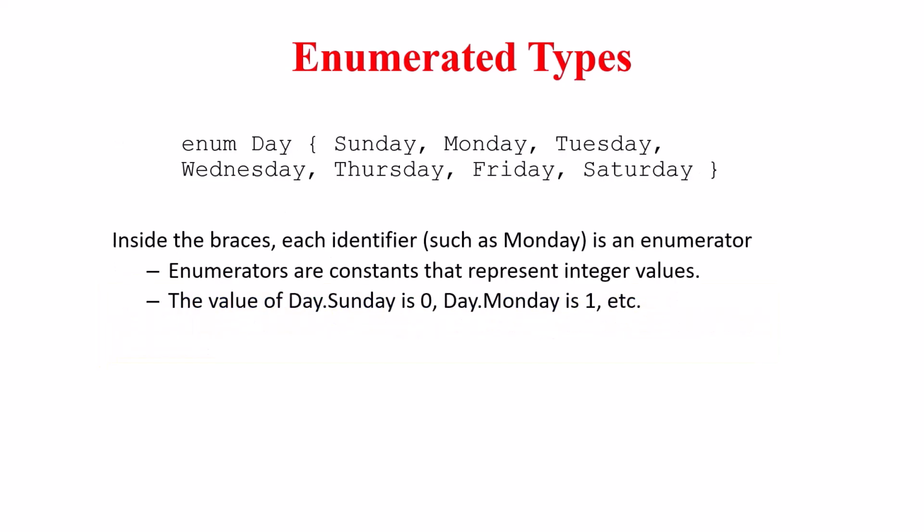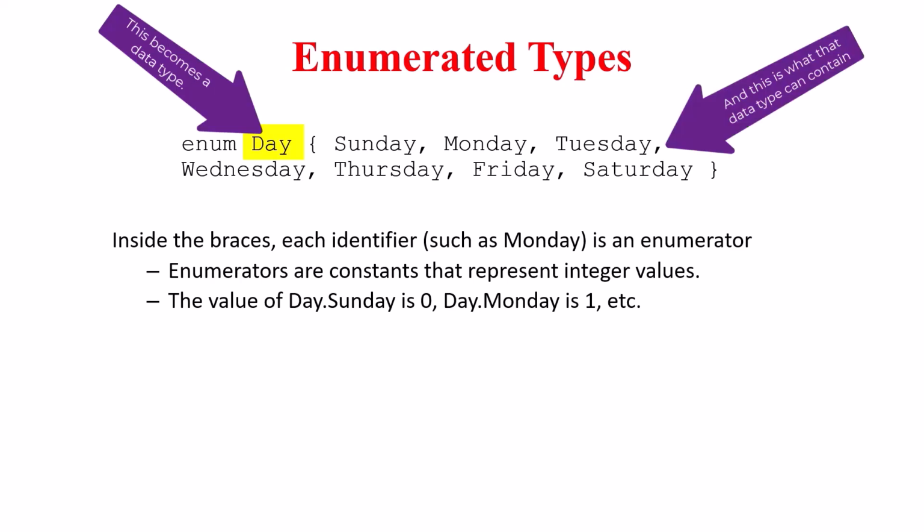Example right here, enum day. We're creating a data type called day. And it's going to contain Sunday, Monday, Tuesday, Wednesday, Thursday, Friday, and Saturday. But those are going to be represented by integers. So Sunday becomes a 0. Monday becomes a 1. Tuesday becomes a 2, and so on down the line. Inside the braces, Monday is an enumerator. Enumerators are constants that represent integer values. The value of day.Sunday is 0. Day.Monday is 1, and so on down the line.